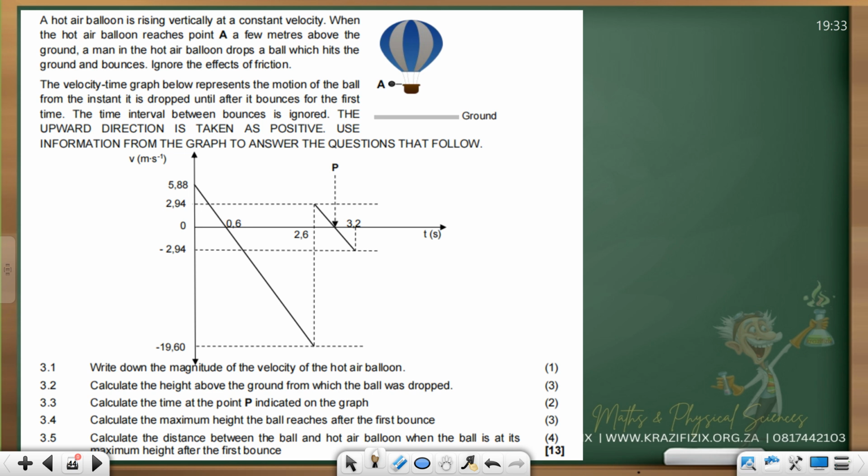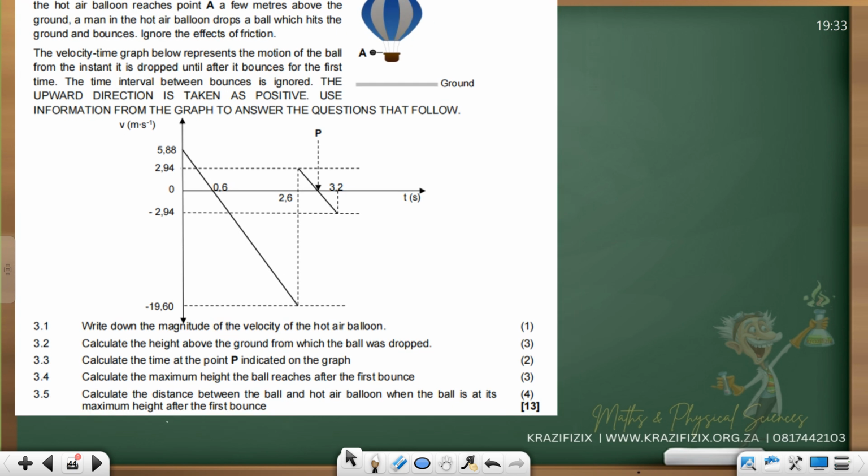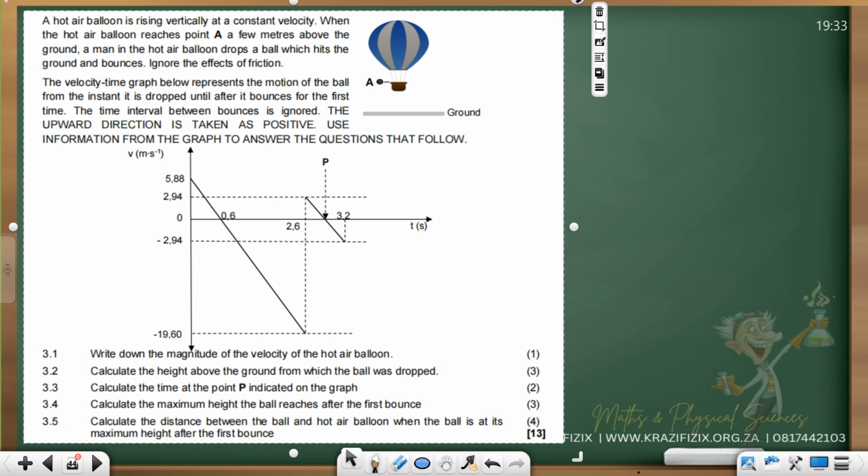Well, maybe I'll do a few more other things that you guys did not talk about in class, because I know you did this in class now. All right. I might just talk about a few more things, which I think I usually do. All right, guys, a hot air balloon. A hot air balloon is rising vertically at a constant velocity.